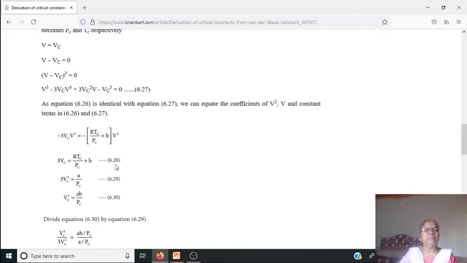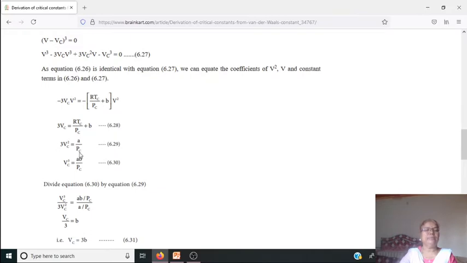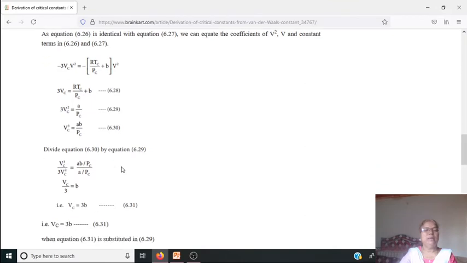It is our equation number 6.28. Then 3 Vc square is equal to A by Pc. Then Vc cube is equal to AB upon Pc. This is our expression number 6.30.